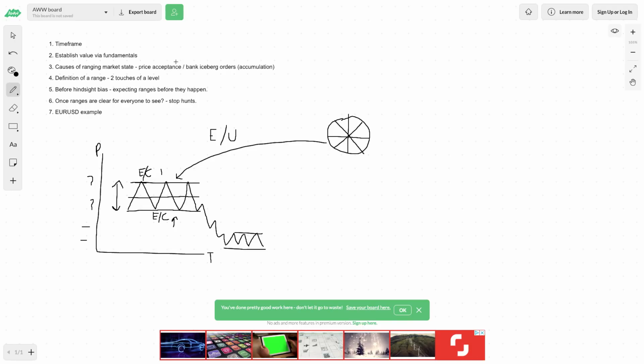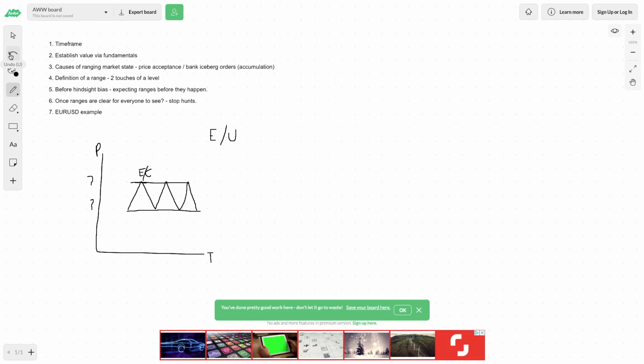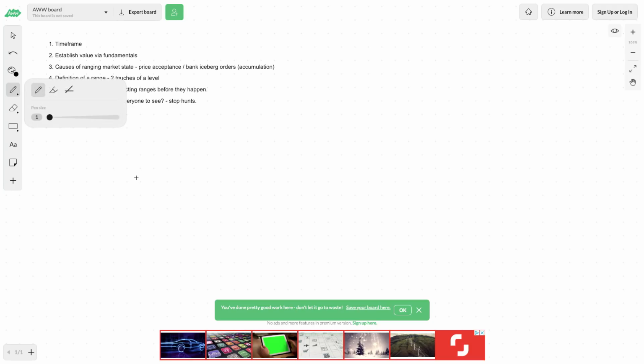But those are the two reasons, the causes of ranging markets, right? The banks will manipulate the market to confuse traders. Everyone screams trend, and they can disguise their iceberg orders within ranging markets and then push the market to where they want it to go. So those are the two reasons and causes for ranging market states. Now, even if you're trading a strong currency versus a weak currency, you can still get ranging market states because of the iceberg orders and manipulation, right? Accumulation, manipulation of the market within the ranging market state.